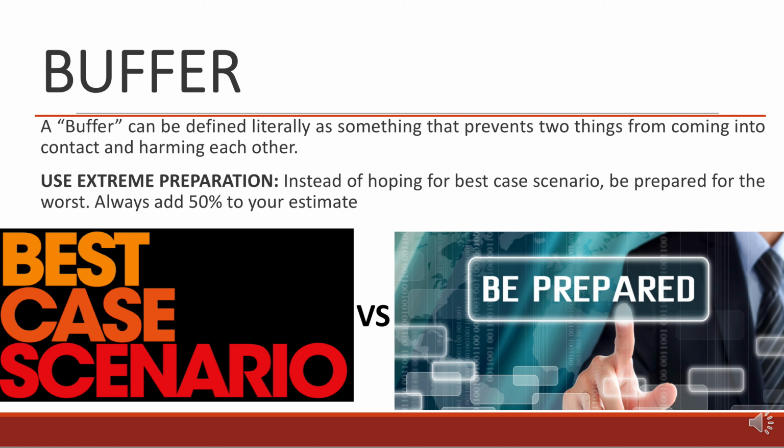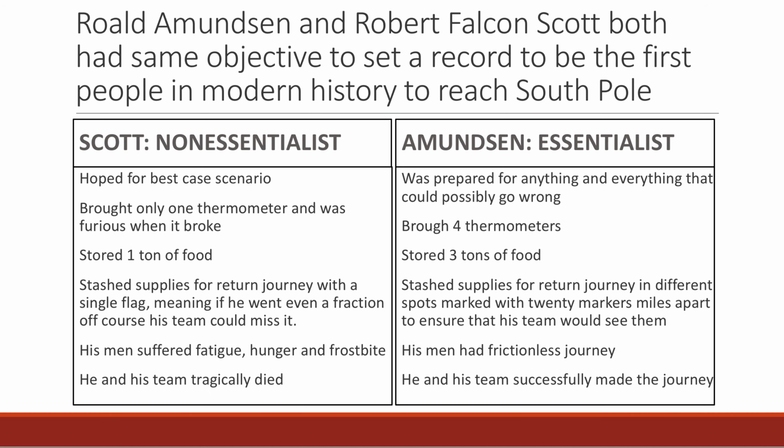Let's see an example. Roald Amundsen and Robert Falcon Scott both had the same objective: to set a record to be the first people in modern history to reach the South Pole. Now let's look at what they did. Scott, a non-essentialist, Amundsen, an essentialist. Scott hoped for the best case scenario. Amundsen was prepared for anything and everything that could possibly go wrong.